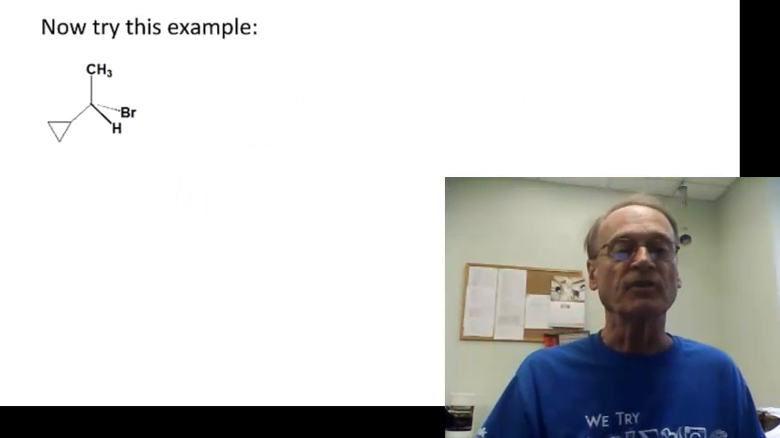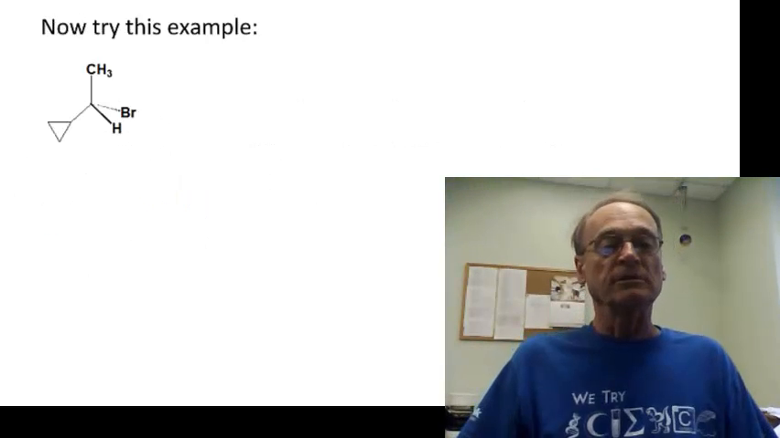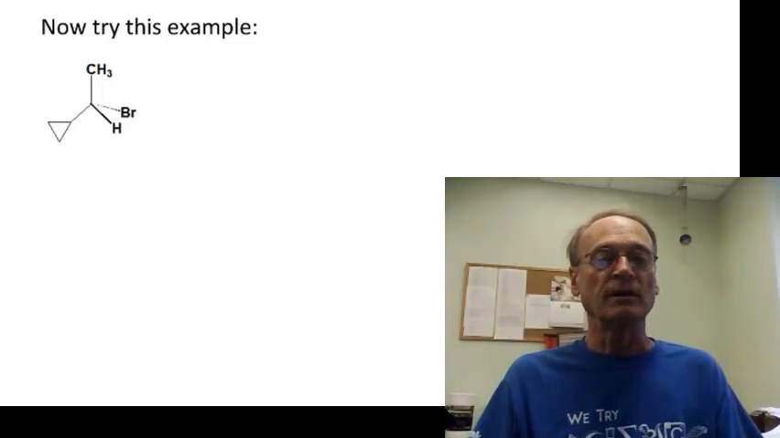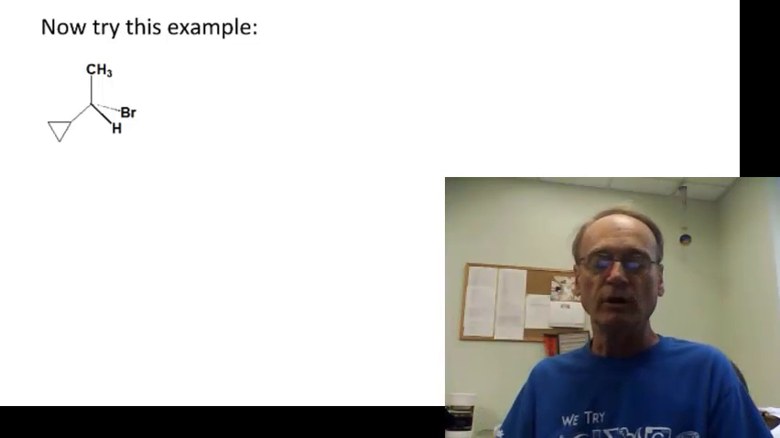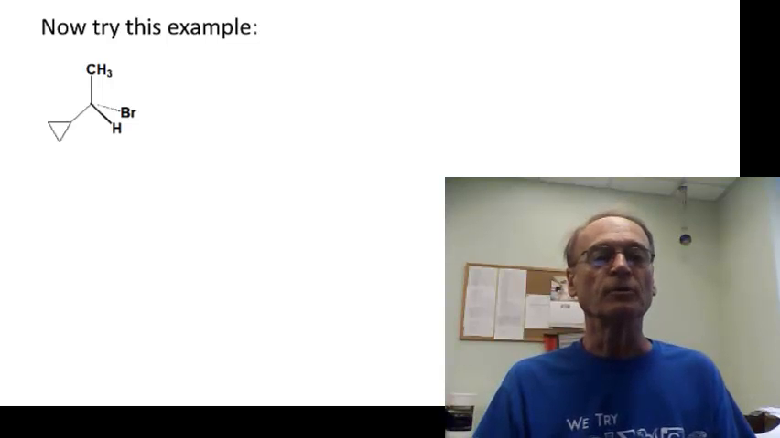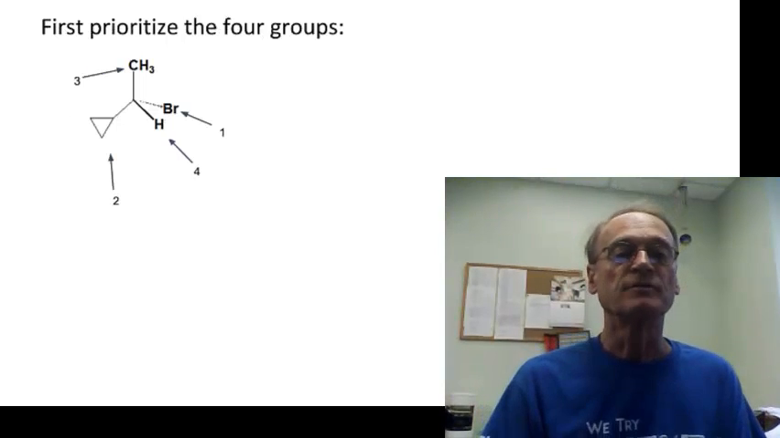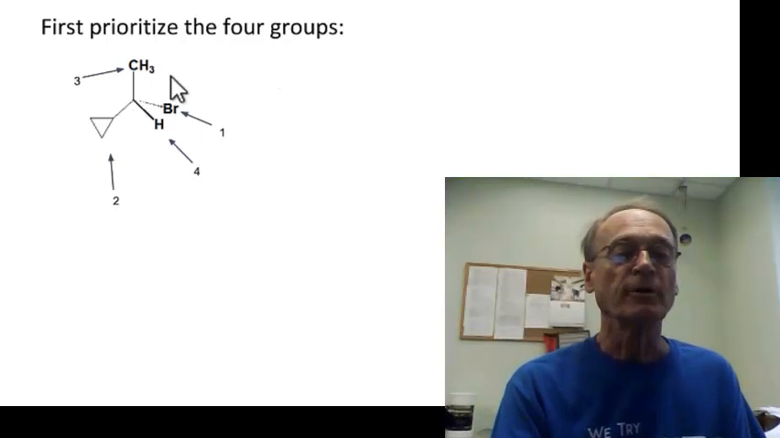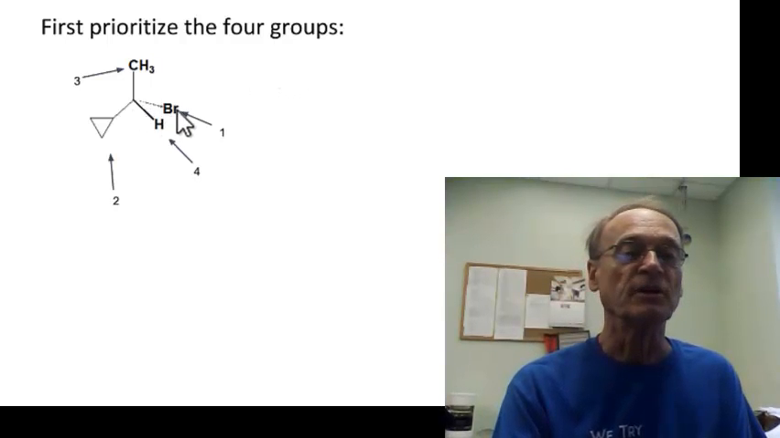Now, try this example. You have to do it from the beginning. So you need to prioritize it first, then you need to rotate it, then you need to see, do we go 1 to 2 to 3 clockwise or 1 to 2 to 3 counterclockwise? So work it through from the beginning. First of all, prioritize them. The highest priority among these groups is the bromine because it's much heavier than carbon and hydrogen. Lowest priority is the hydrogen because it's lighter than carbon. But then how do we decide between these two groups?